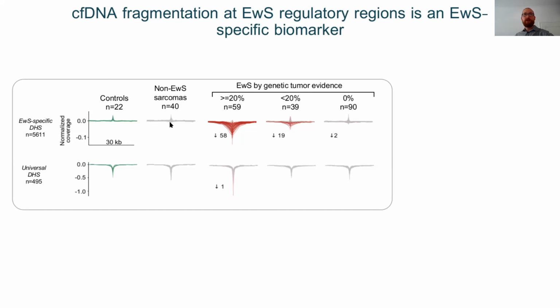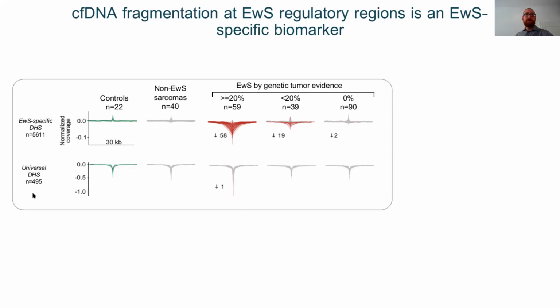On the other hand, our Ewing sarcoma samples, and especially those for which we have independent genetic evidence for tumor-derived DNA, we see that they show a drop in coverage around the center of these regions. And as you can see, this is a quite specific signal. So only Ewing sarcoma samples show this drop in coverage. None of the controls show this drop.